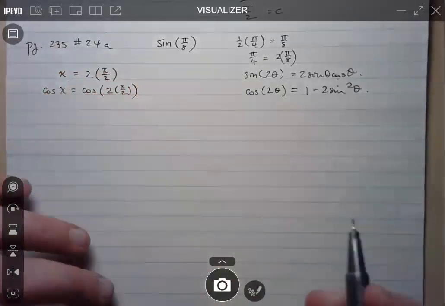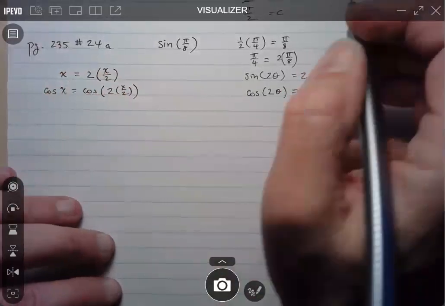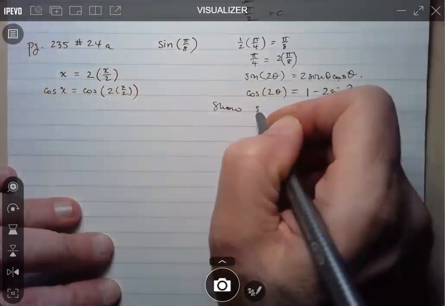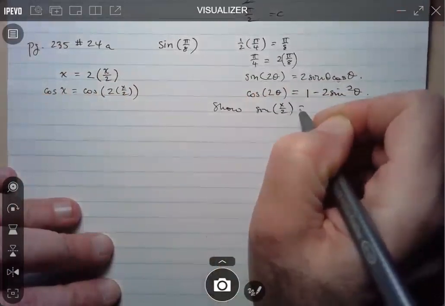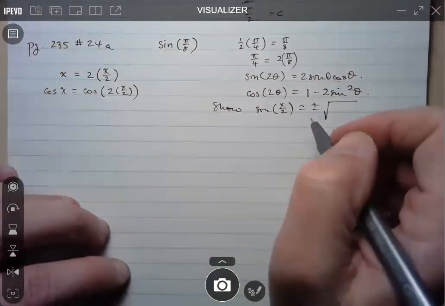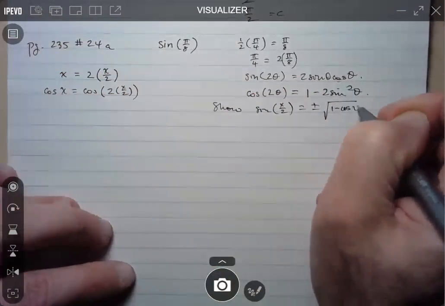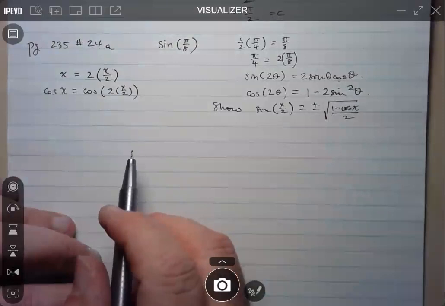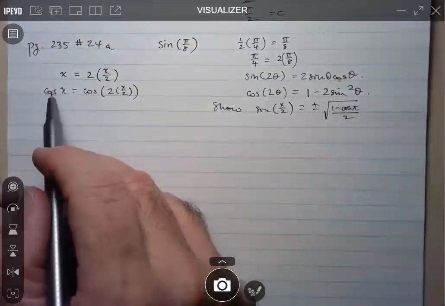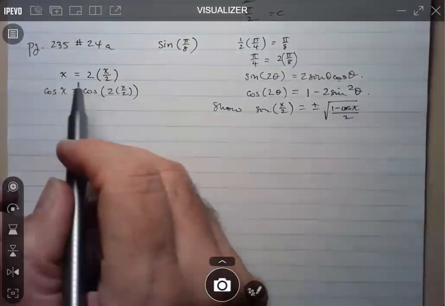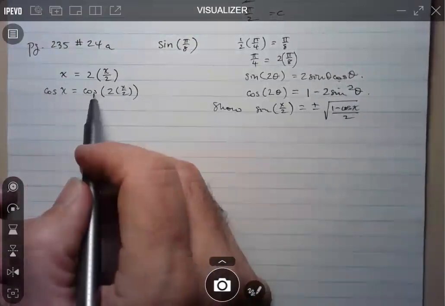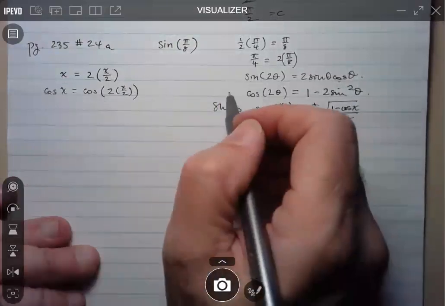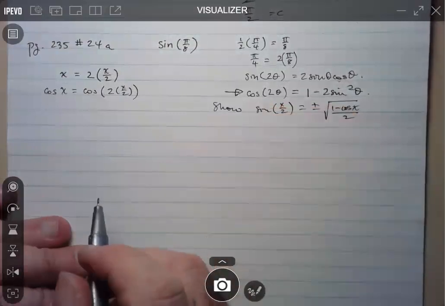Okay. And by the way, just so that we know what we're trying to show here, I guess I should have written it out, is we're trying to show that sine of x over 2 is equal to plus or minus the square root of (1 minus cos x) over 2. This is what we're trying to prove. Okay. So cos x, I'm very happy that it's there because it's one of the things that I expect to find in my formula. But now what we have to do is generate this sine of x over 2. So this is where I'm going to use this identity on the right-hand side.